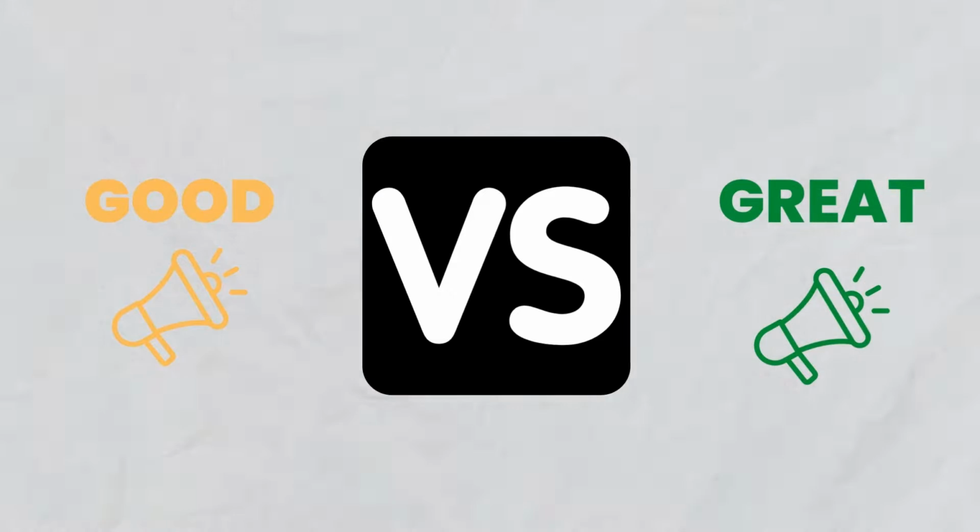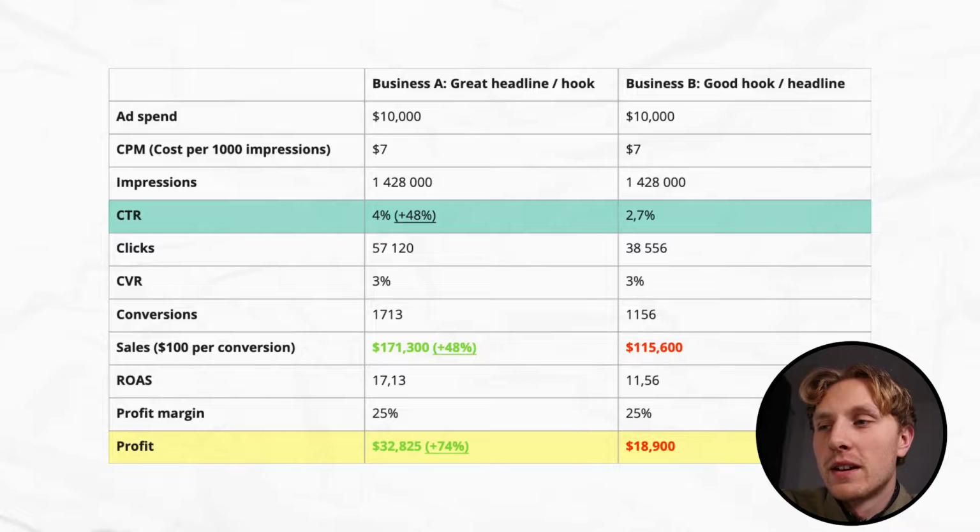So I'm going to show you a scenario where we have a good hook and headline and a really great hook and headline, and how big of a difference it can have on the overall profitability of your business. As you can see, we have business A and business B. The difference between the two is that business A is spending time and effort in optimizing the hook and the headline, and they're also doing the necessary testing in order to get a really good click-through rate. Now business B is also putting in somewhat of time and effort and making a decent, good headline and a good hook, but not as much as business A.